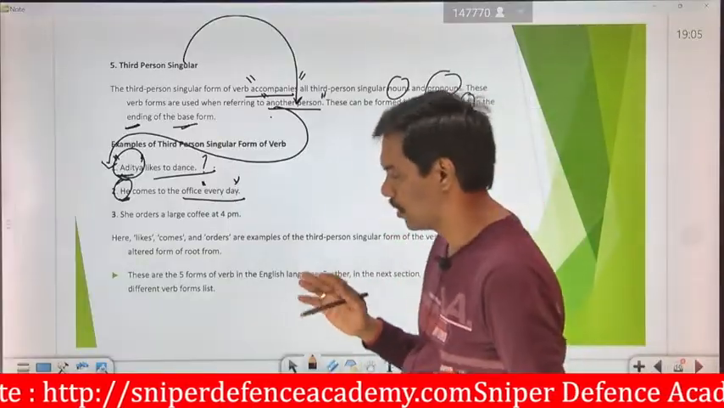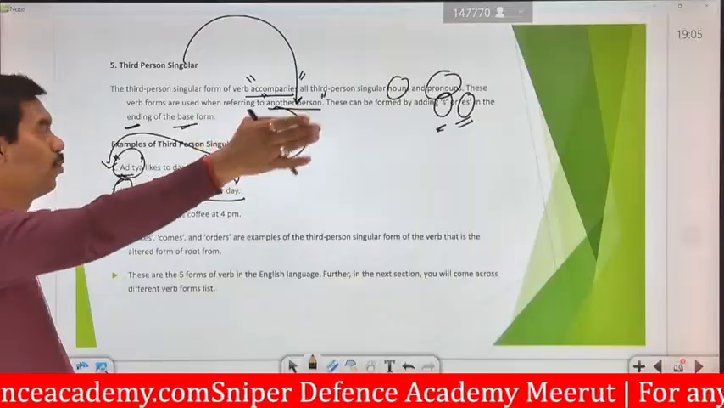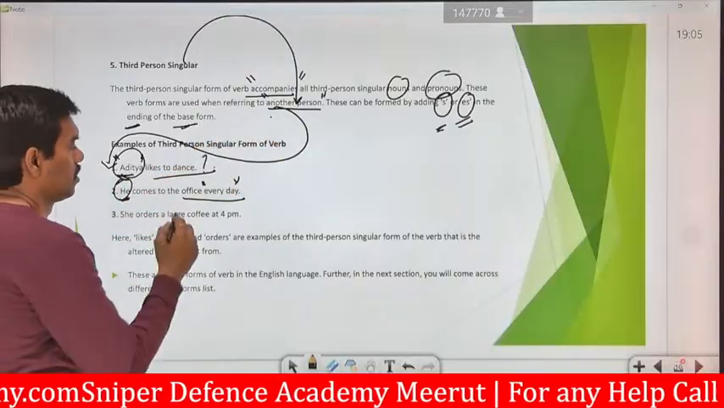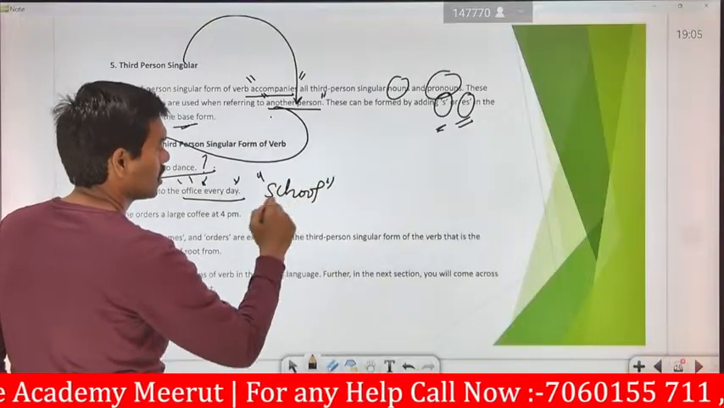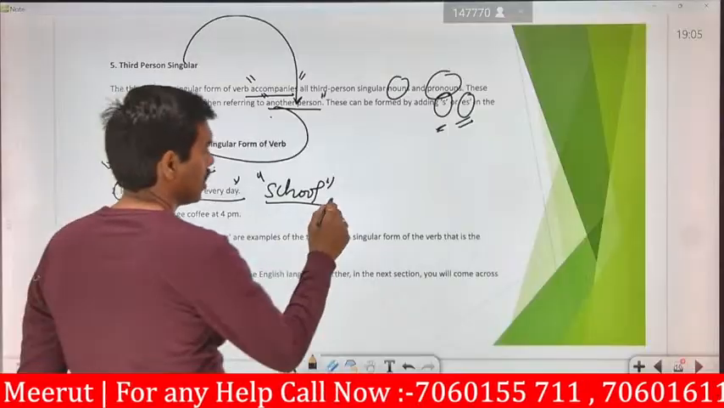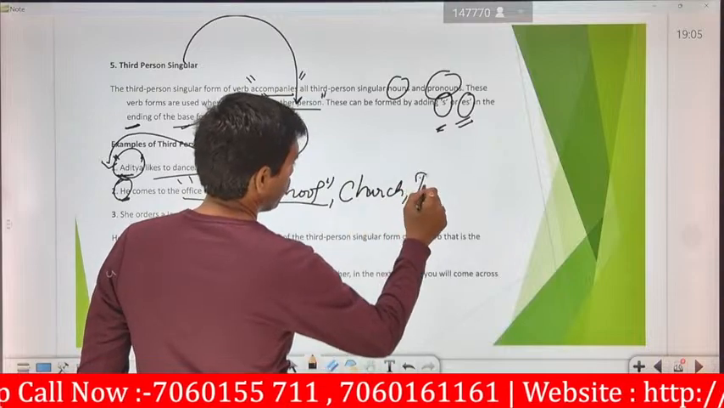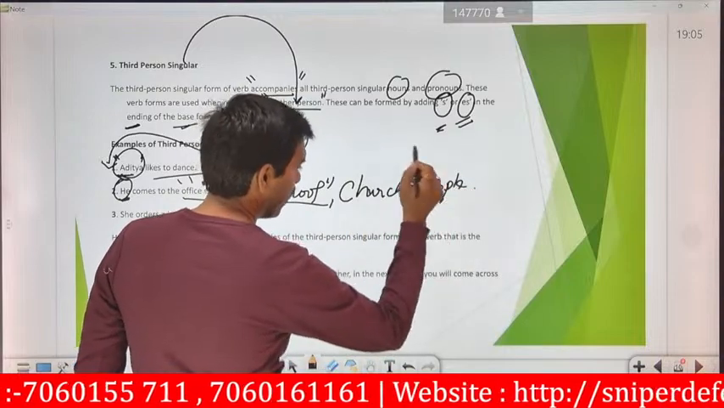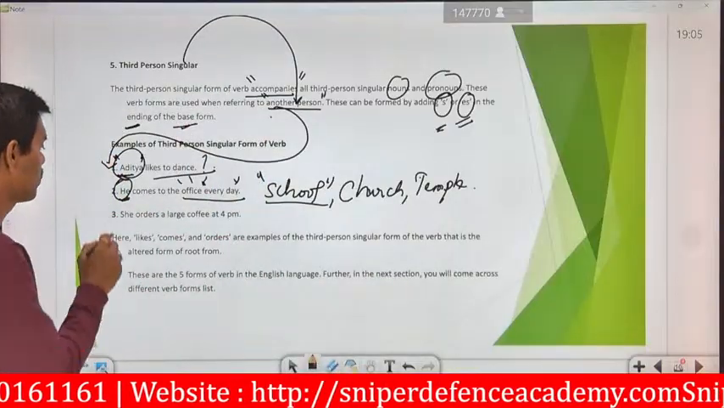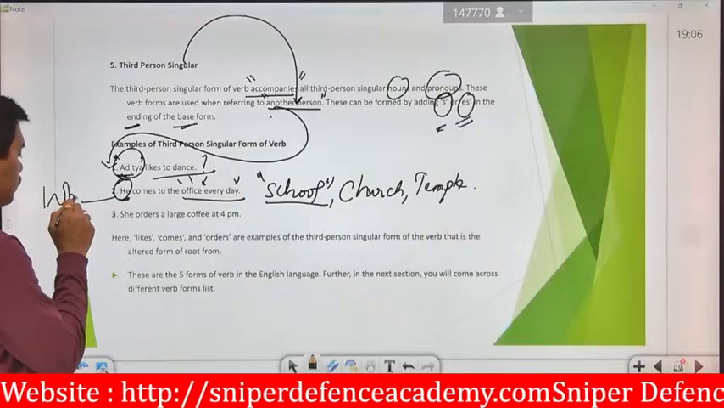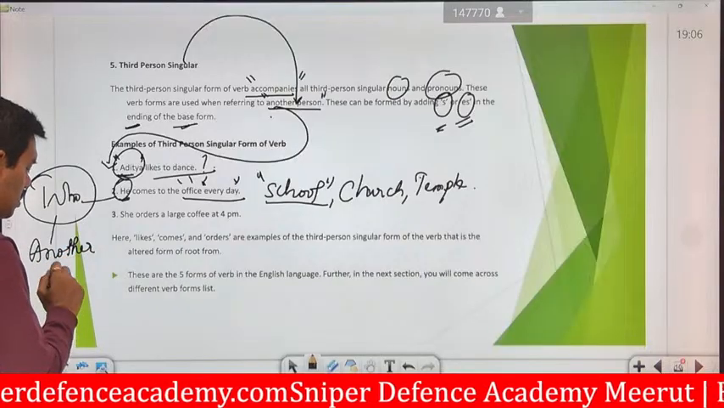Okay, so it shows that we are talking about someone, another person. I am saying about another person who comes to the office or school. He comes to the school every day. You can say like that also. He comes to the church every day. He comes to the temple every day. Okay, so every day a person is coming, but he never says who that is. It says about another person or other person.